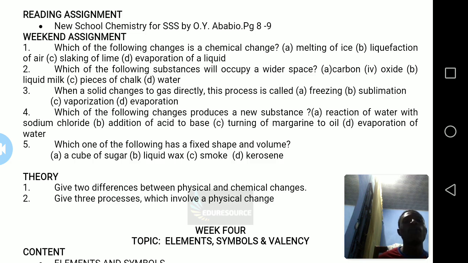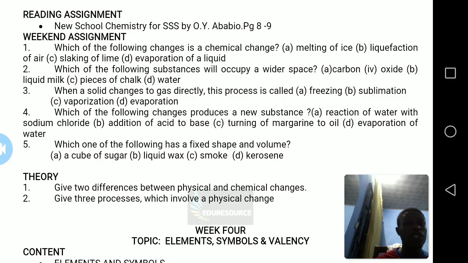Number 4. Which of the following changes produces a new substance? A. Reaction of water with sodium chloride. No, sodium chloride, that is salt. B. Addition of acid to base. C. Turning of margarine to oil. Margarine is your blue band, your butter that you use for bread. D. Evaporation of water. So which of them will produce a new substance?